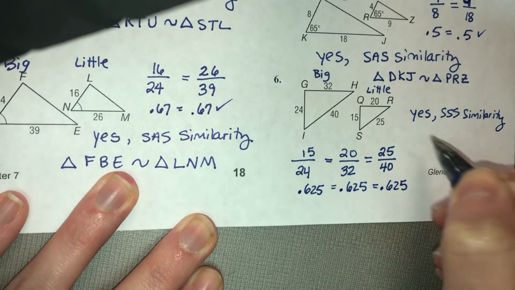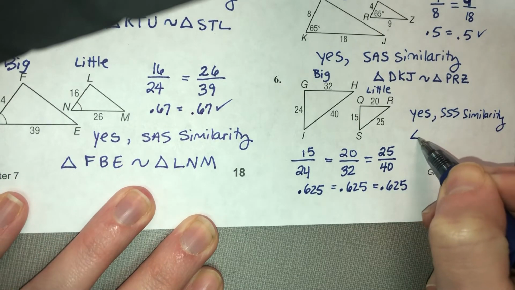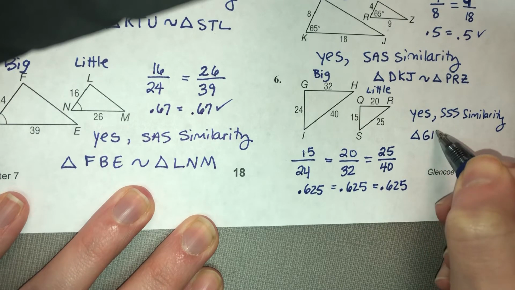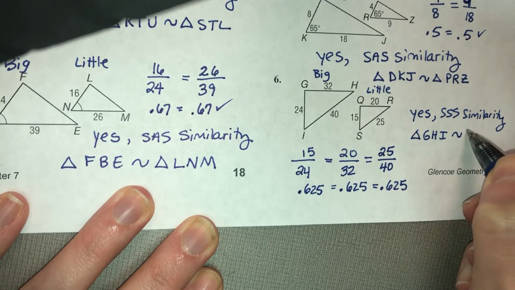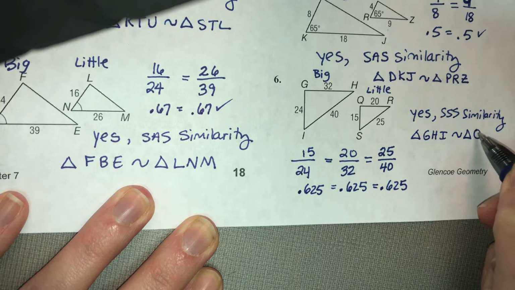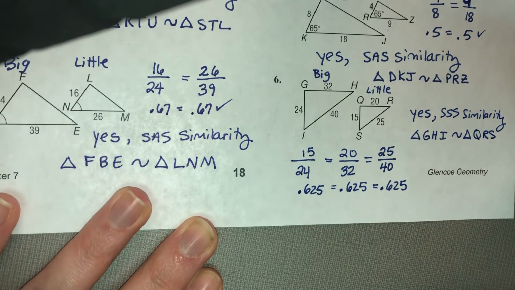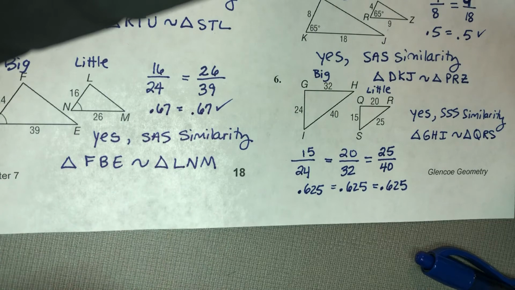And then we're going to write our similarity statement. Triangle GHI is similar to triangle QRS. Okay.